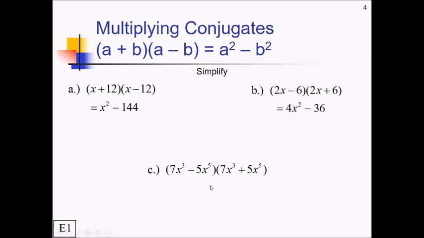And then finally down here, since again we have conjugates, we can square the first thing and the second thing and subtract. So 7x cubed, well 7 squared is 49, and x cubed squared, remember you're going to be multiplying the exponents, so that's really x to the 6th. So 49x to the 6th, and then we're going to be subtracting 25x to the 10th, because again we're multiplying the exponent by 2. So a little bit of a shortcut, a little bit faster than FOILing things out and combining like terms.